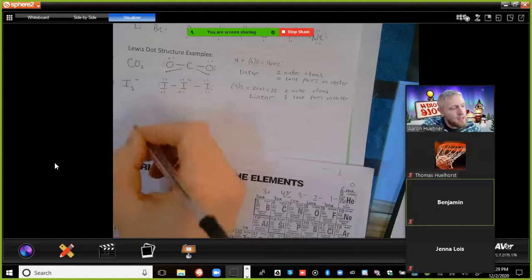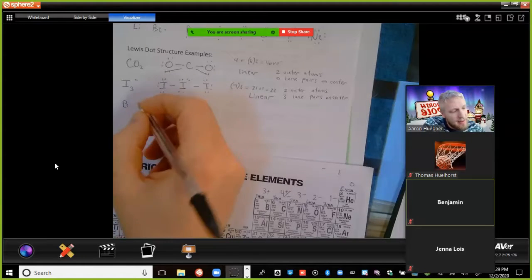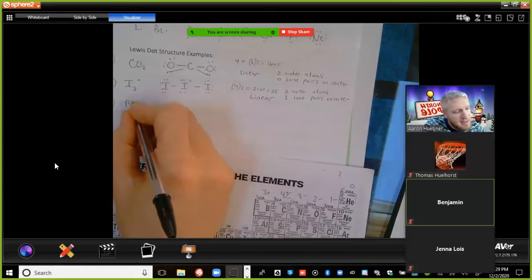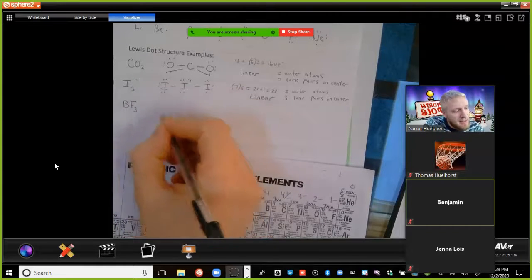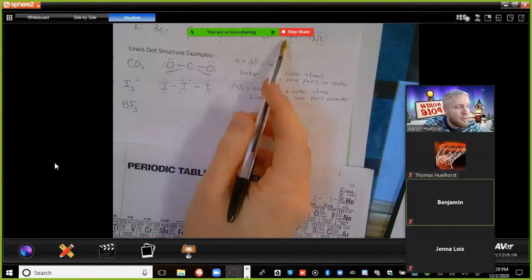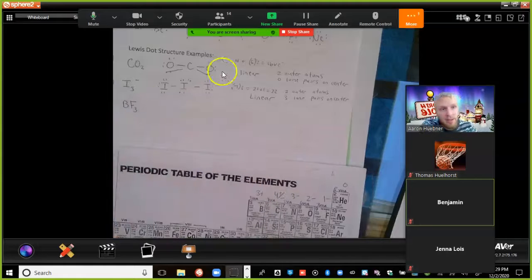Let's go back to simple. We got number 3. We'll do BF3. I think that's what, best friends forever? BF3. Boron's going to be in the center. Why? Because it's got 3 bonding sites. Fluorine has just 1. Or it's the one in least supply. Ooh, we got a question.